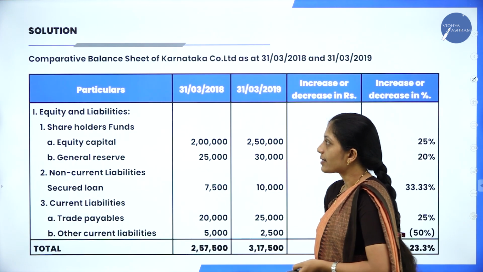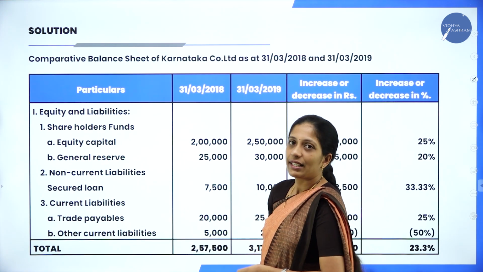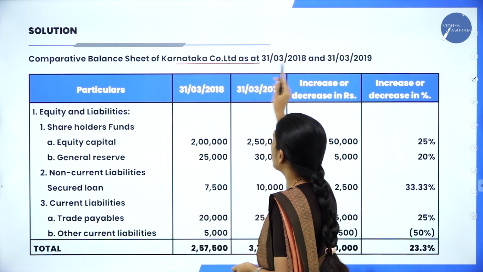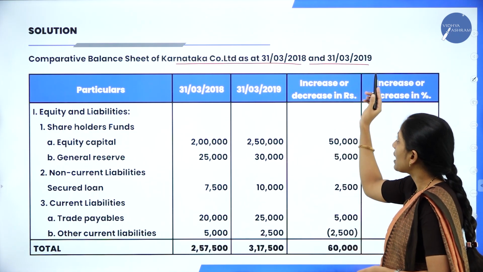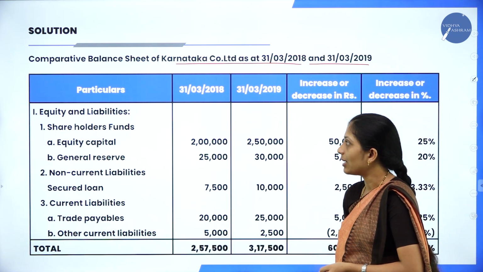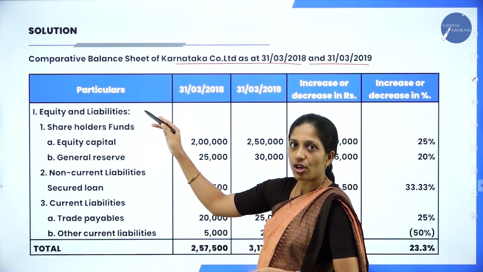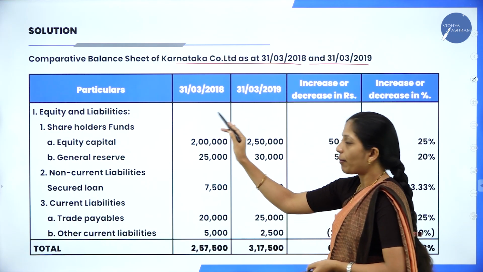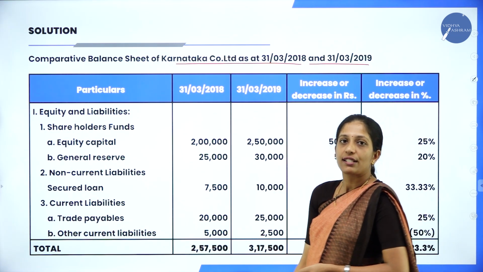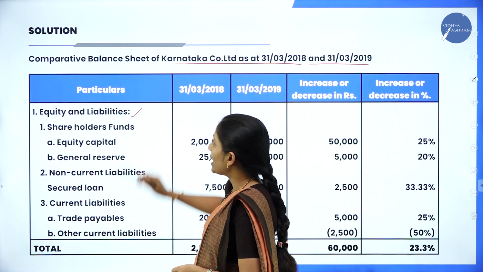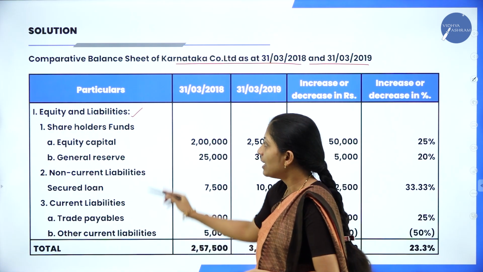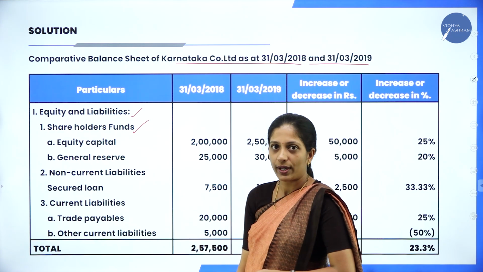Okay, so let us see the solution. You'll write the heading Comparative Balance Sheet of Karnataka Company Limited as at 31st/3/2018 and 31st/3/2019. So you know the format, that is your columns: particulars, the two amount columns, increase or decrease in rupees, increase or decrease in percentage. Now we'll start with equity and liabilities. Under that first one, shareholders fund.